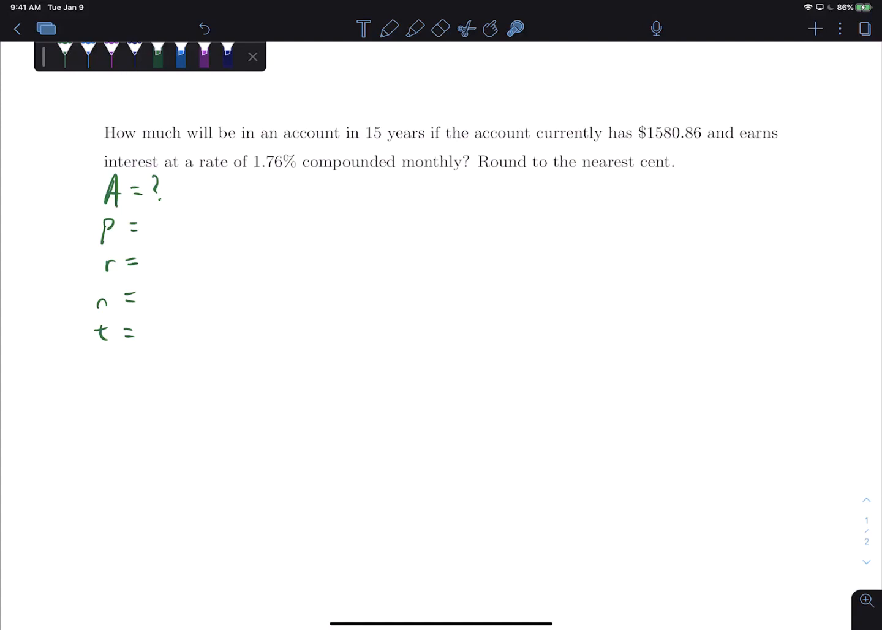So let's go ahead and read this again. How much will be in an account in 15 years? Notice that 15 years is simply the time. If the account currently has, now listen to what I just said there, I said currently has $1,580.86. That is the present value because that's what the account has today.